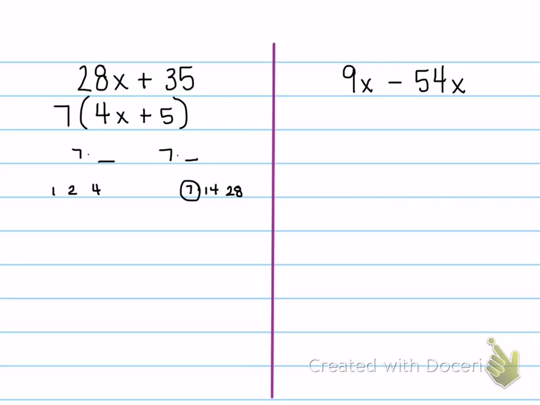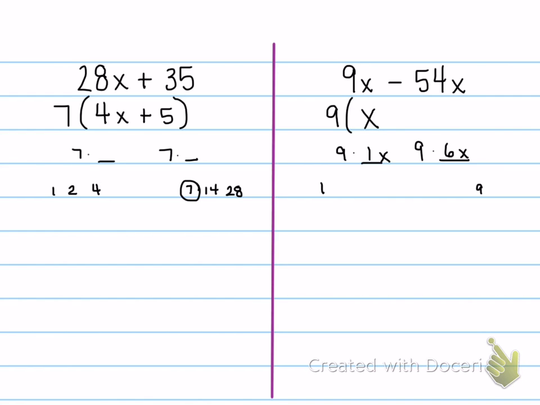Looking at 9x and 54x, I do my multiples of 9. I say 1 and 9, and I know that 9 goes into 54. So I can solve the problem with 9. I take 9 out. 9 times what is 9? And that is 1. And then it would be 1x. But remember, we don't need that 1, so we just write x. And 9 times what is 54? And that's 6. But there's an x again.